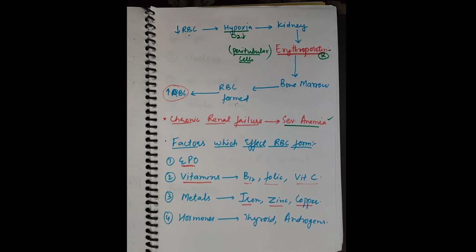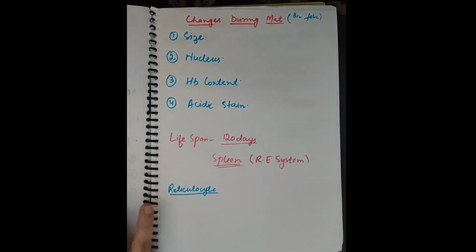Some hormones like thyroid hormones and the androgens: if you have hypothyroidism or hyperthyroidism, your bone marrow is not going to perform its function well because BMR, basal metabolic rate, will be low. Similarly, the androgens have a stimulatory effect on the bone marrow. Okay, these are the factors on which erythropoiesis depends.